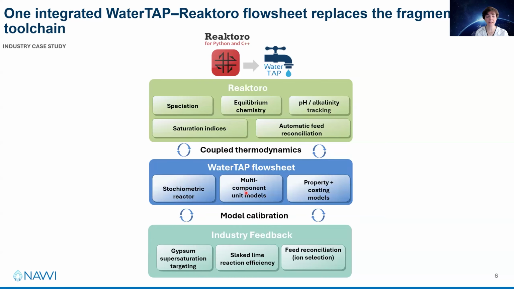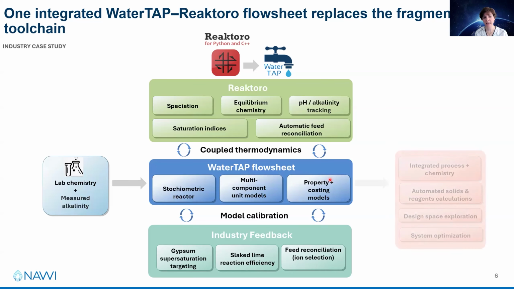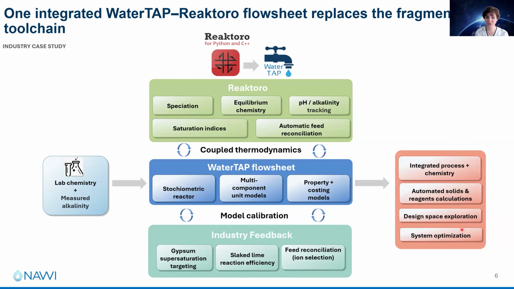And you have different slack line reaction efficiency, and you need to consider which ion to use for the feed reconciliation. After coupling all of this together, you will have your lab chemistry in, your measured alkalinity in, and something that was once in previous slides, some fragmented measuring and calculation, now it becomes automated and everything solves together simultaneously. You will have integrated process chemistry, you will have automated solid and reagent calculations, you can do design space exploration, and most importantly, you can do system optimization as a result of this design space exploration.